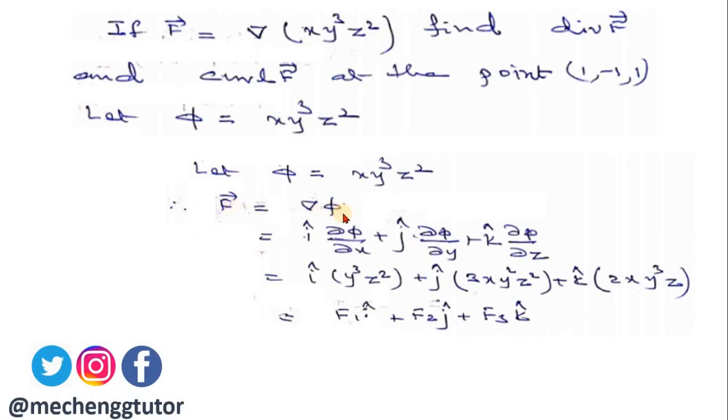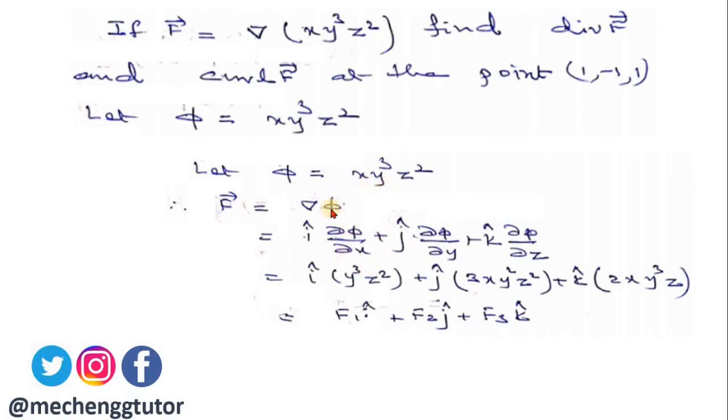Del phi. So that's equal to, you all remember the definition of the del, i into dou by dou x. When operated on phi, it will be dou phi upon dou x plus j into dou phi upon dou y plus k into dou phi upon dou z. That's equal to, it is the calculation of the partial derivatives here.